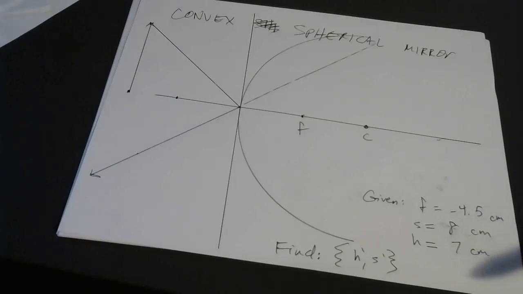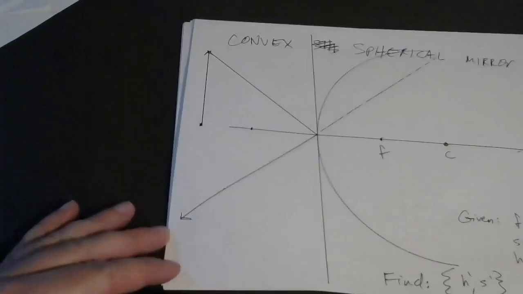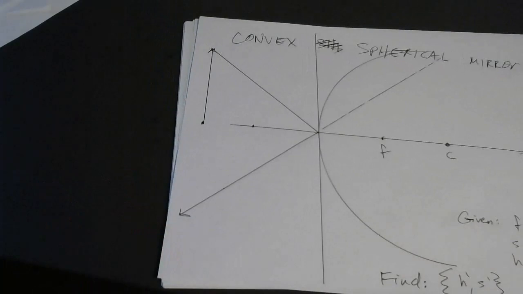And one thing that should help you remember that is the connection between virtual images and negative focal length. A diverging lens always produces a virtual image, and it has a negative focal length. By the same token, a convex spherical mirror is always going to produce a virtual image. It has a negative focal length.